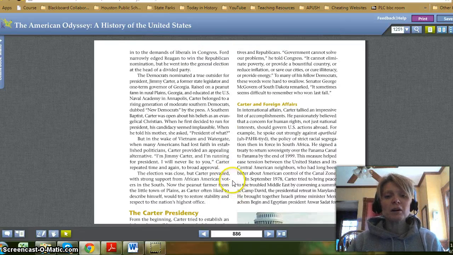The election was close, but Carter prevailed, with strong support from African American voters in the South. Now, the peanut farmer from the little town of Plains, as Carter often liked to describe himself, would try to restore stability and respect to the nation's highest office.